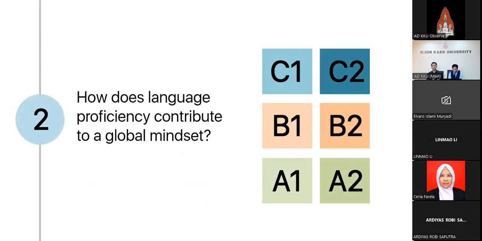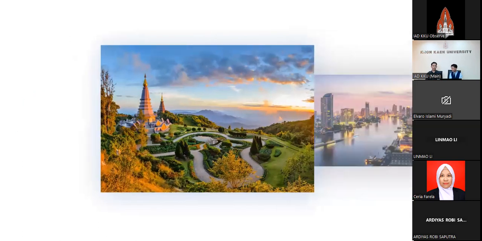Okay, the second one here: how does language proficiency contribute to a global mindset, based on your opinion? Okay, so here's the thing.